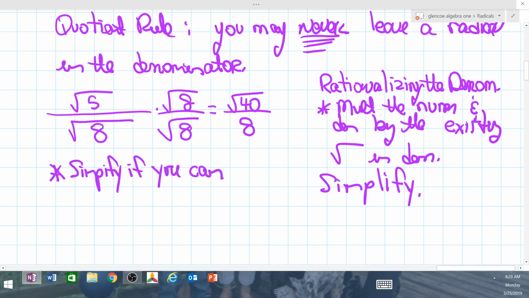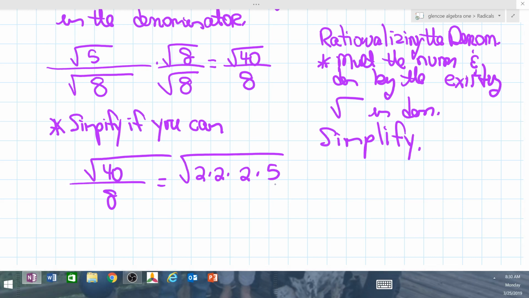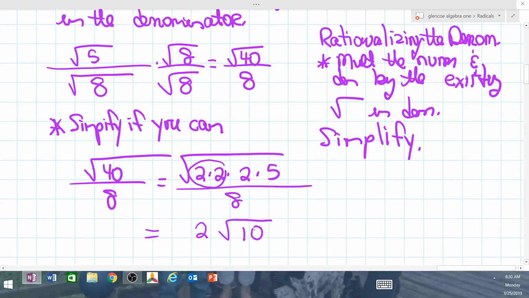Okay, so to simplify, it's going to look like this. Radical 40 breaks down to 8 times 5. 8 breaks down to 4 times 2. So we get 2 times 2 times 2 times 5. Are you with me? Does anybody see any pairs? Pair of 2's. So now this becomes 2 radical 10 over 8.